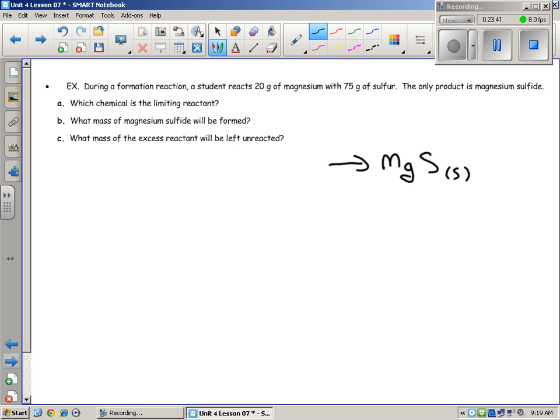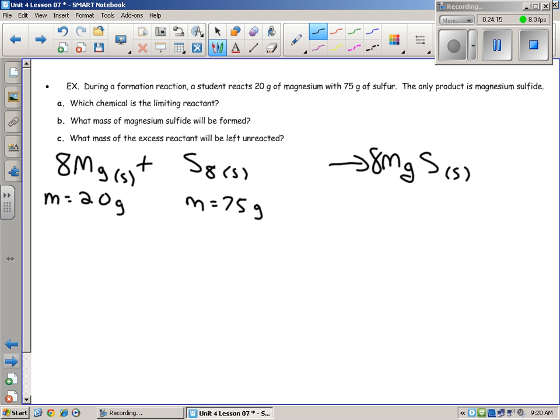To make magnesium sulfide, I'm going to need some magnesium and some sulfur. We want to balance it, of course. So in order to do that, I'm going to have 8 sulfurs there, 8 there, and 8 there. Okay. I'm going to do like I did all the other days, and line up the important stuff underneath each one. It says here I have 20 grams of magnesium, and I also have 75 grams of sulfur.